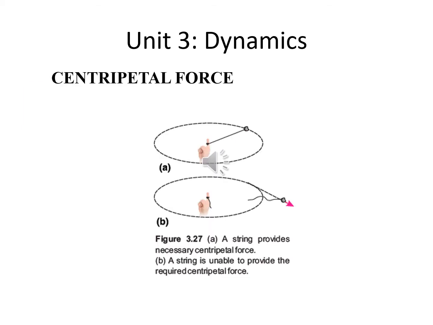Now if you see figure A, the centripetal force is making the object move in a circular path because the force is directed toward the center of the circle. That's why it is moving uniformly. But if you see figure B, you have noticed that the string is broken because the tension in the string is now very weak. So here the object doesn't maintain the centripetal force.